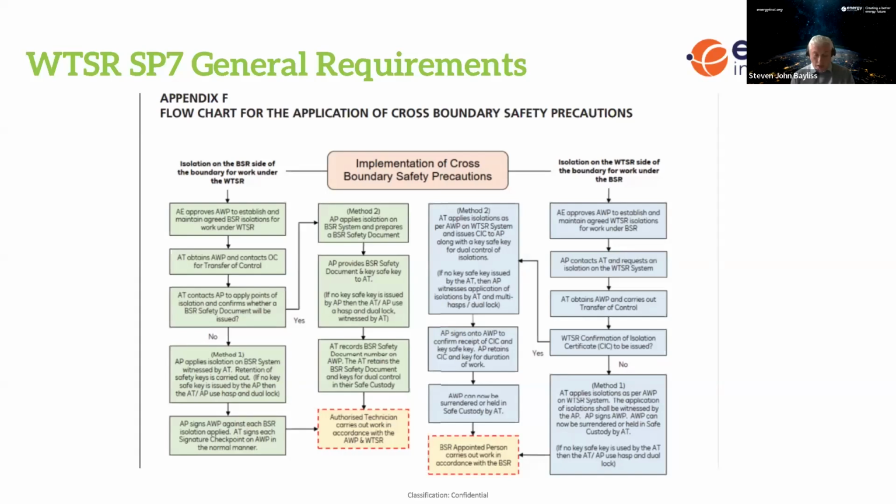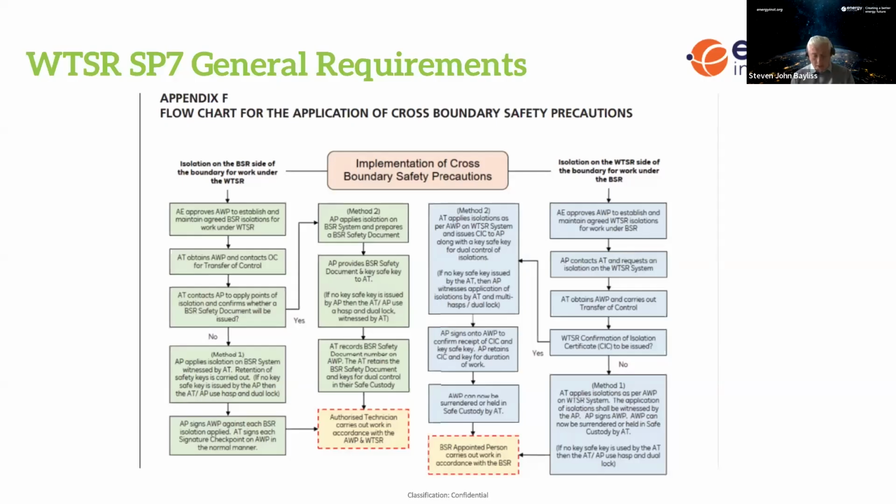Okay, and the second is if it's a yes, so go back to the flow chart again. The AT contacts the AP to apply points of isolation and confirms whether a boundary safety rules safety document will be issued. In this case, going on to method 2, there is a document to be issued, and we follow that method 2. So the AT applies the isolations on the boundary safety rules system and provides a boundary safety rules safety document.